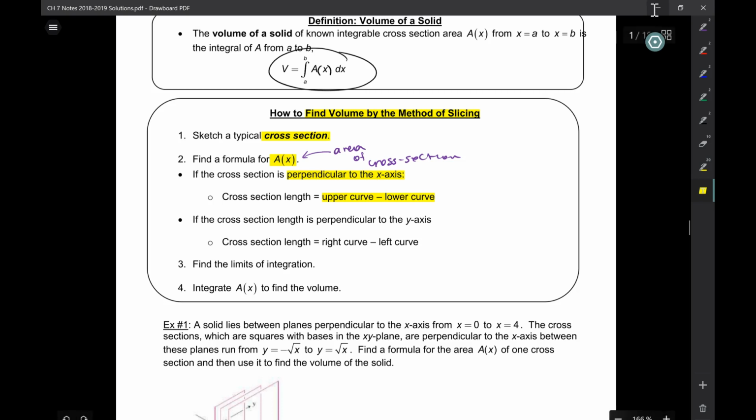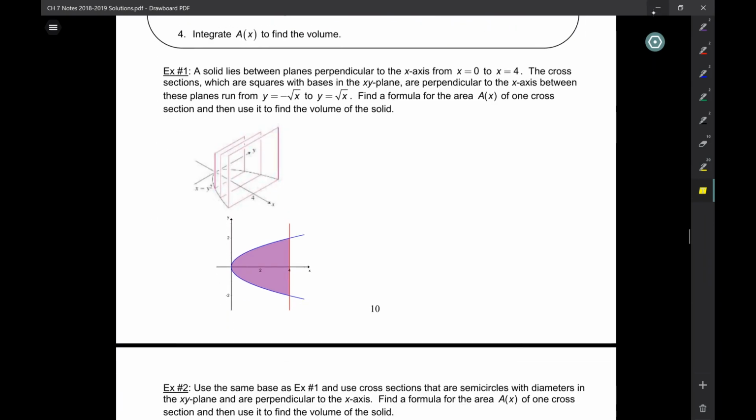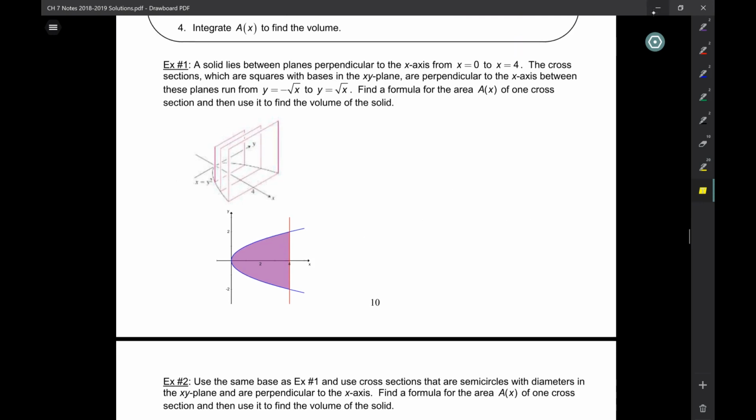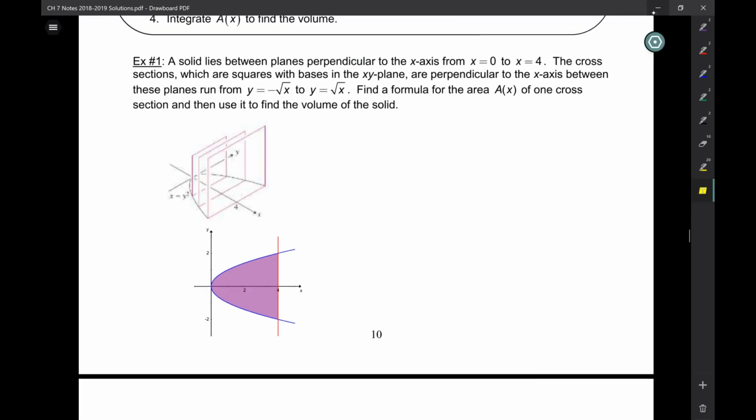If the cross section is perpendicular to the y-axis, so if the cross section looks like this, then we have to do right curve minus left curve. You put in the limits of integration and then you integrate to find the volume. All right, so let's do this first one.